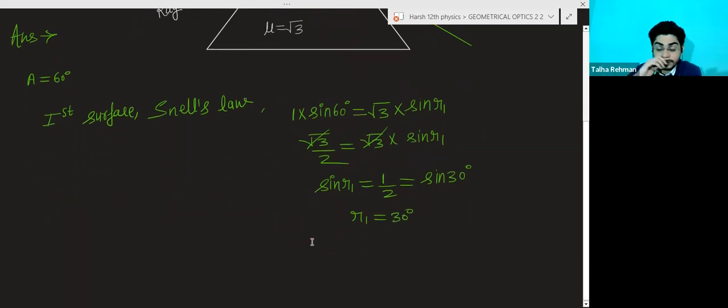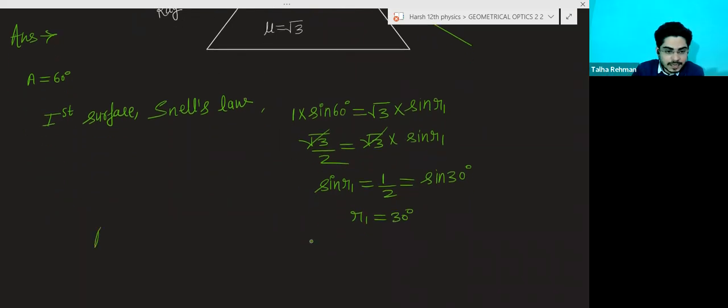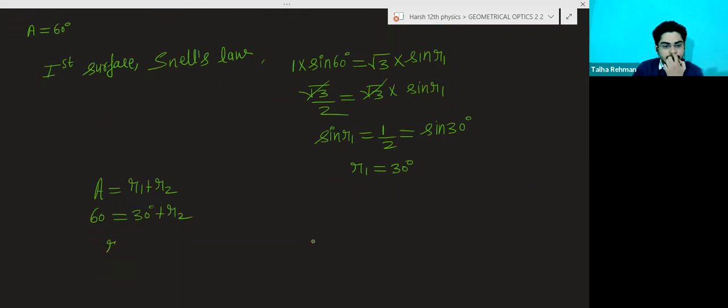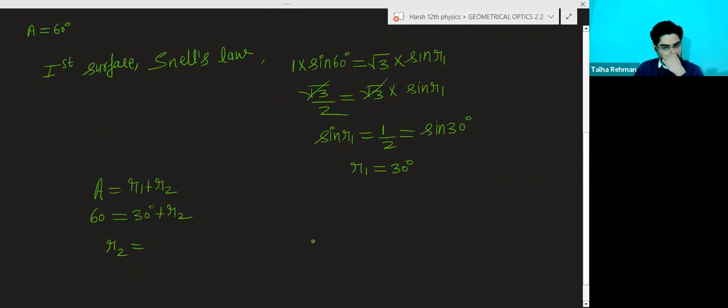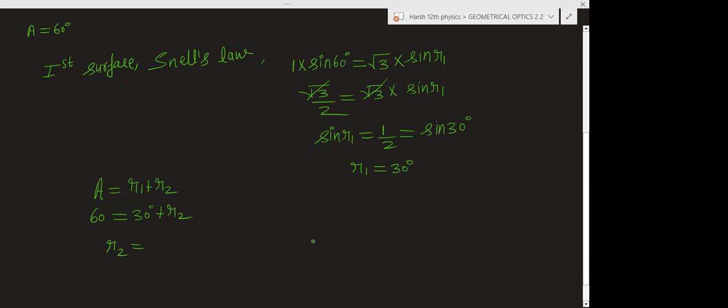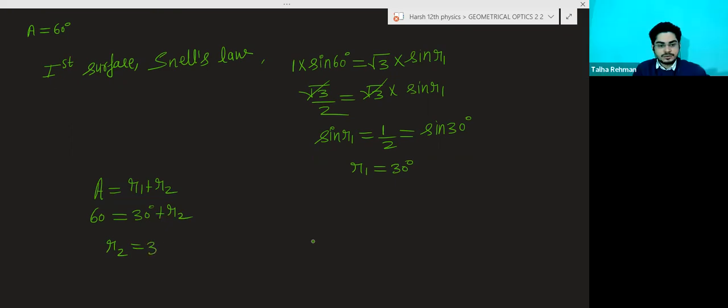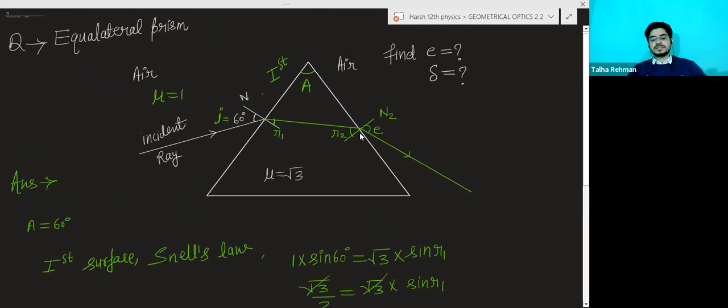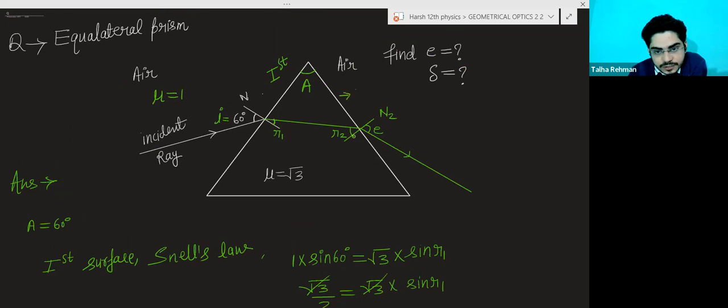And one more formula I told you: angle of prism is equal to R1 plus R2. Angle of prism is given as 60 degree. R1 is 30 degree. Now from here we can find R2. What will be the value of R2? R2 will be 30 degrees, right? Yeah, very good. R2 is 30 degree. Now R2 is 30 degree means this angle is 30 degree. Now suppose this surface is the second surface.